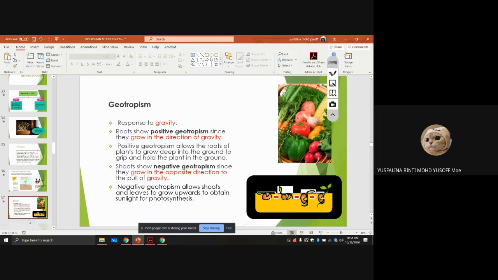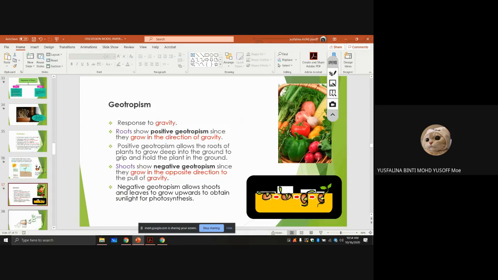Next one is geotropism. Geo is gravity, so it responds to gravity. Roots show positive geotropism since they grow in the direction of gravity. Gravity goes downward, and you can see the roots also usually go downward, following the direction of gravity. So it has positive geotropism.